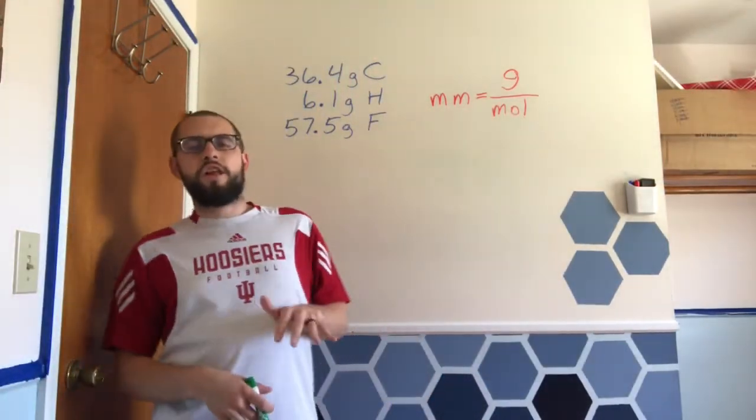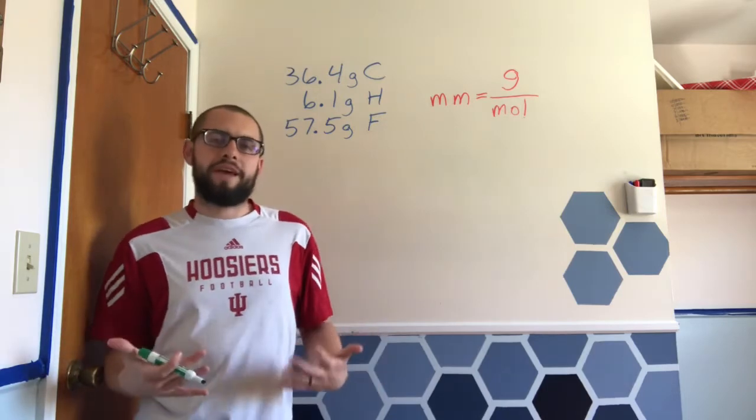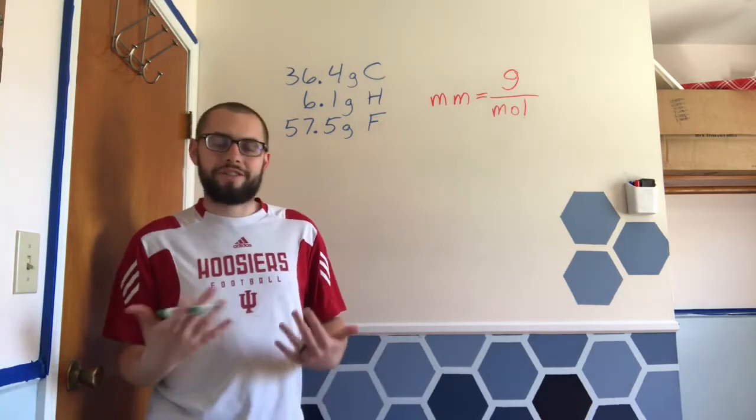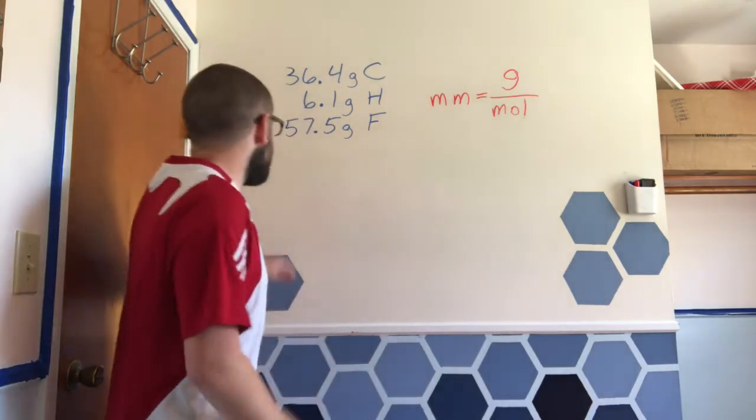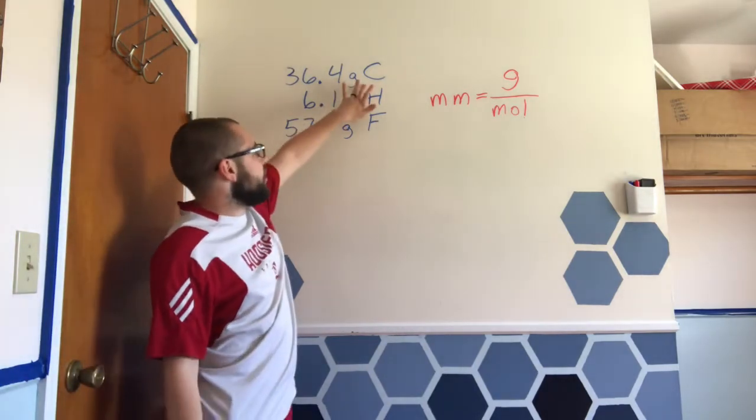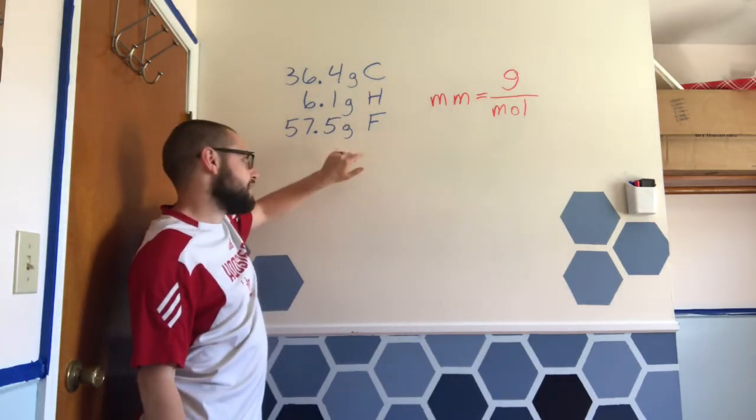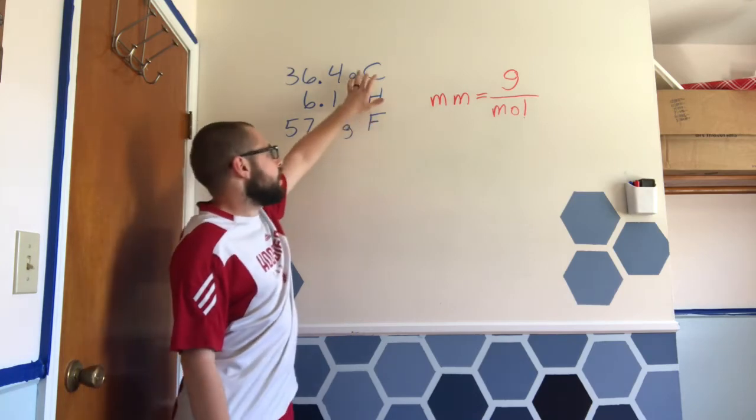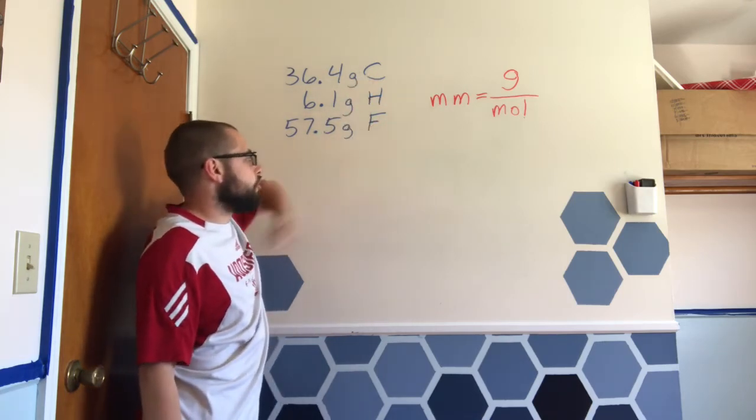Alright, so we did a slow one. Let's see if we can't pick up the pace. I said this was going to be a short video, and it's turning out longer than I thought. So this time, I'm still starting with masses. They're masses because they're in grams. I've got carbon, hydrogen, and fluorine.